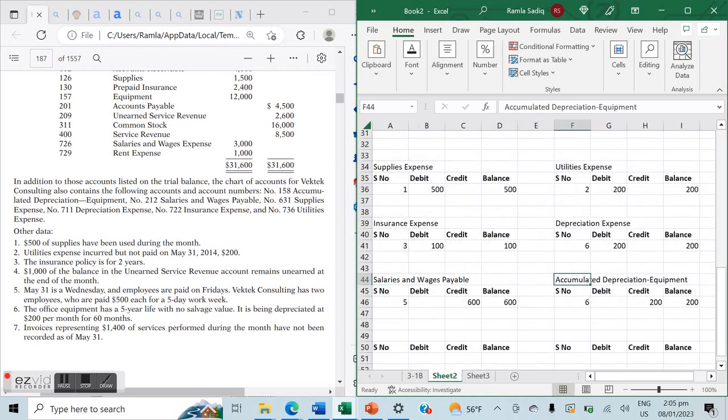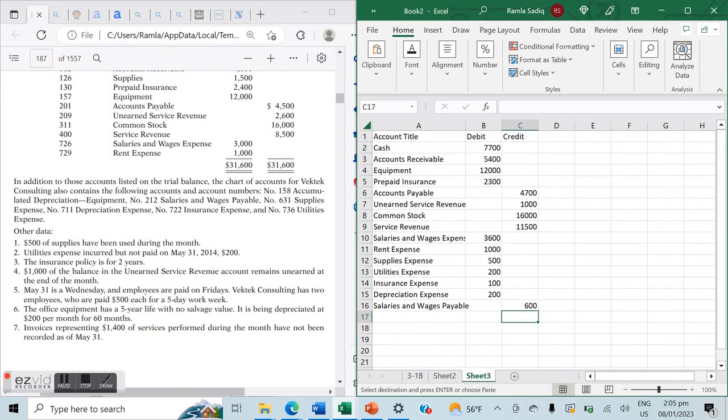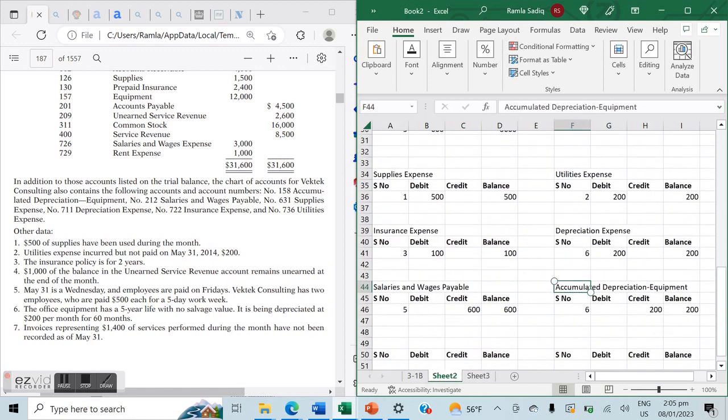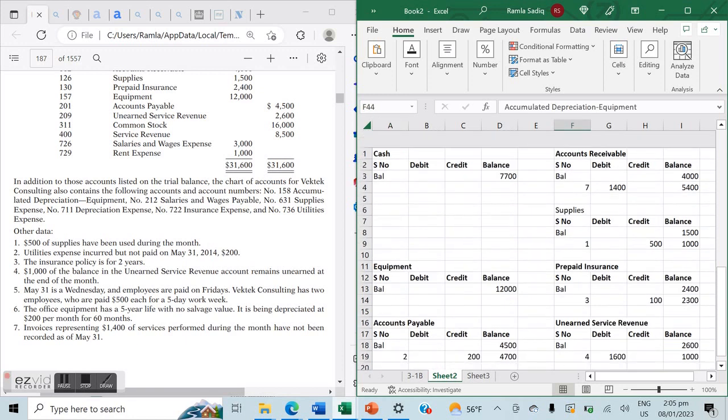Accumulated depreciation equipment for a balance of $200. That's a contra asset account, and that'll come on the credit side there. It behaves the opposite of a traditional asset account. And those are all of our accounts. So we're going to go ahead and bold those real quick. And just remember that we've already put them into our trial balance. And we are done with this particular part.